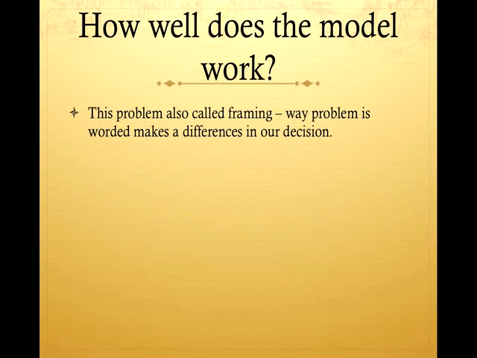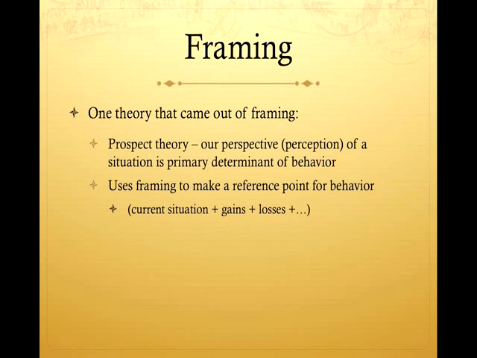Procedural invariance is also called framing. So the way the word problem is worded makes a difference. Two terms, they mean the same thing. The cool thing about framing is it brought about another theory, and this is called prospect theory. So prospect theory is an expected utility model shoot-off.